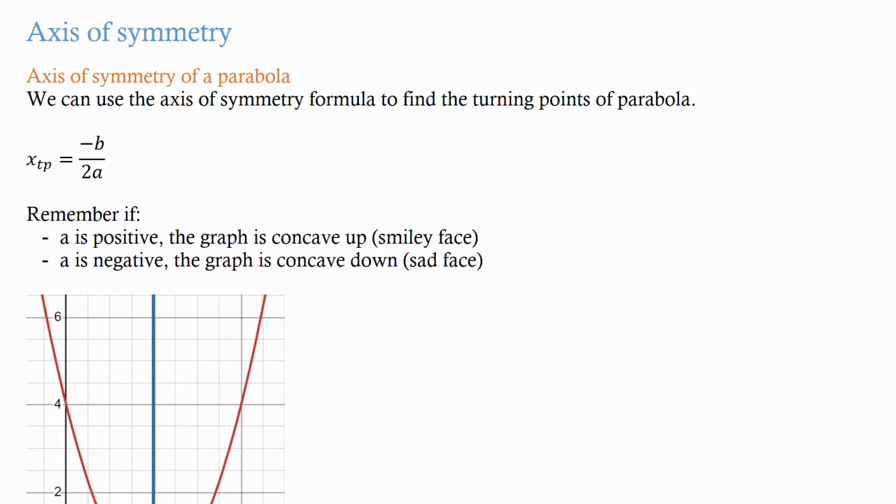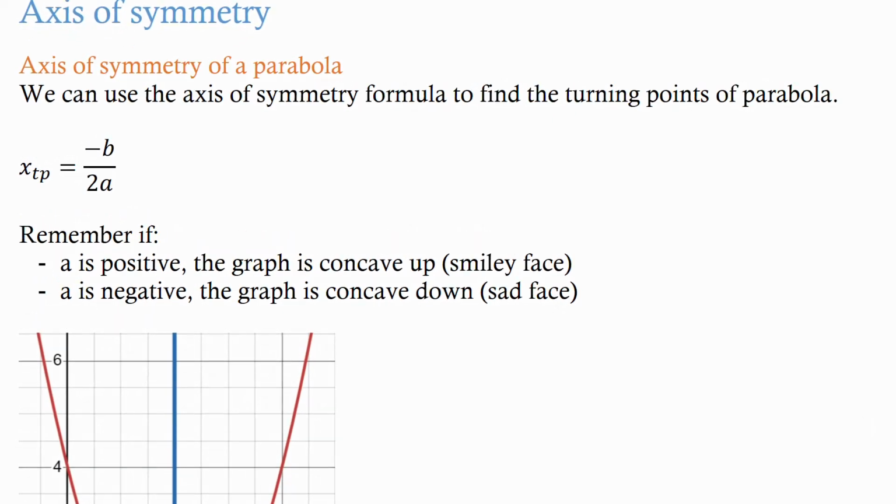In this video, we're focusing on the axes of symmetry of a parabola. We can use the axes of symmetry formula, because there is one, to find turning points of a parabola. The formula we're going to be using is x equals negative b over 2a. And you'll notice that that is essentially the starting point of the quadratic formula.